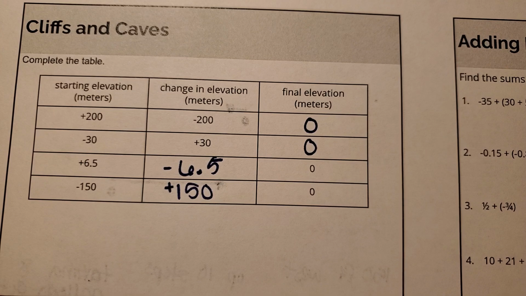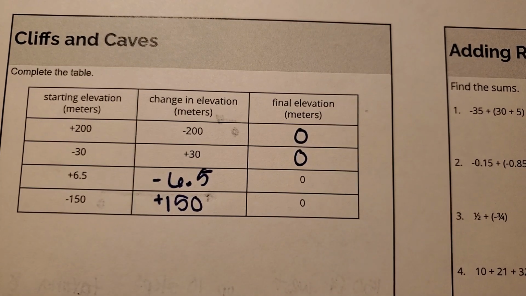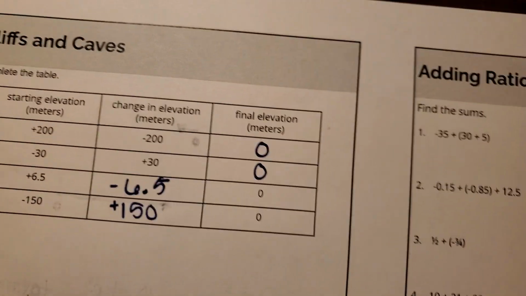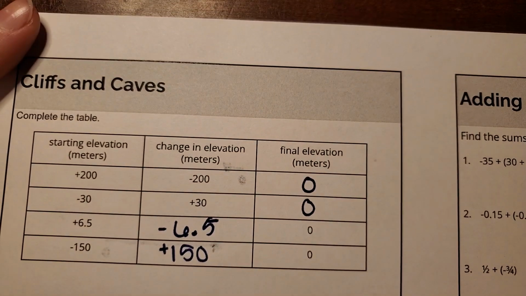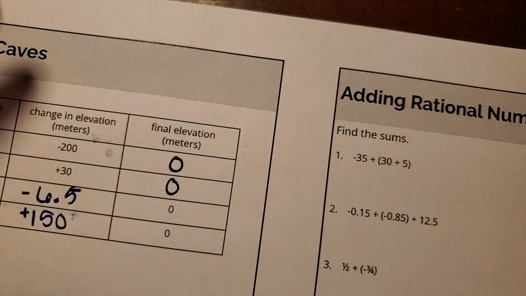And as we see here, every time you add opposites, your answer is always 0. Okay, that's something big to take away. When you add opposites, your answer will always be 0. Okay, and that's going to help us on our last slide. Okay, I'm going to pause here. Get your answers down, and let's move on to our very last slide.